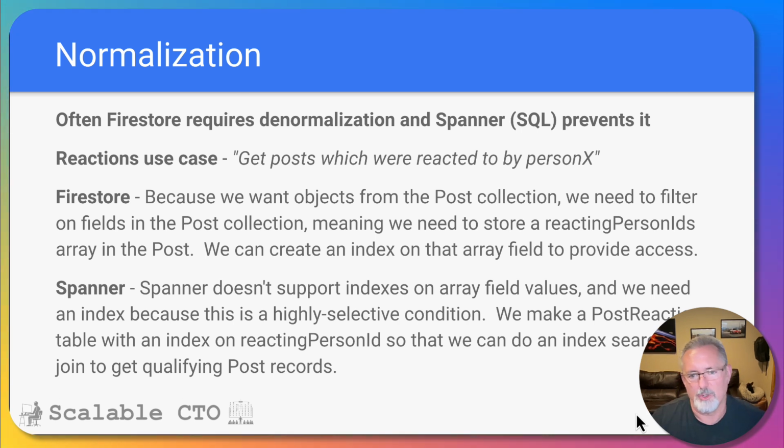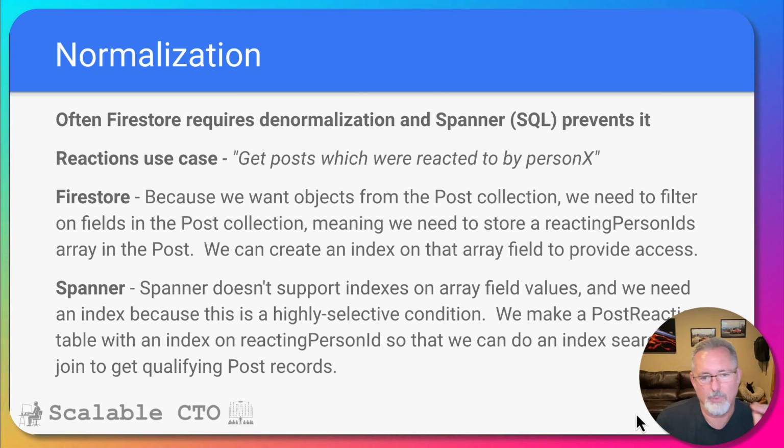Let's say we have posts in our social media app, and those posts have reactions on them. In Firestore, let's say we want to get all the posts which were reacted to by a certain person. Because the thing we want to get back is a post, we have to search the post collection, which means the fields that we're filtering on have to be fields that are in the post. They can't be fields in another collection or another relation or another table. They have to be in the post.